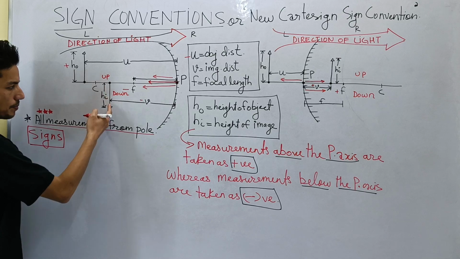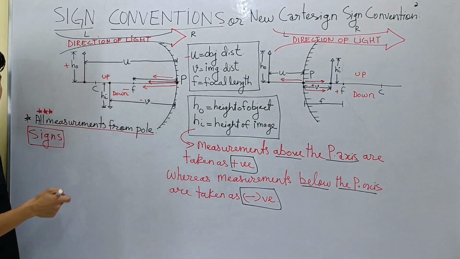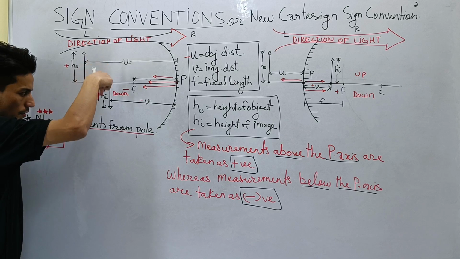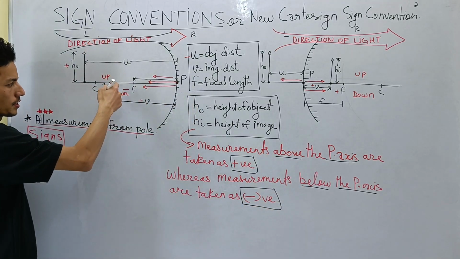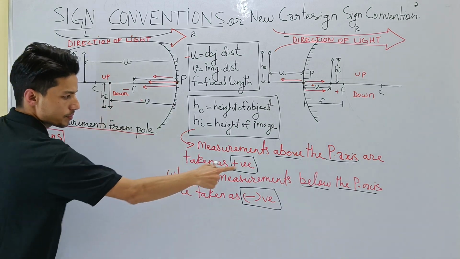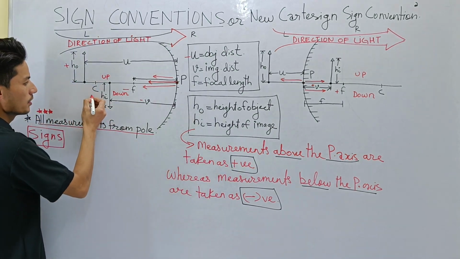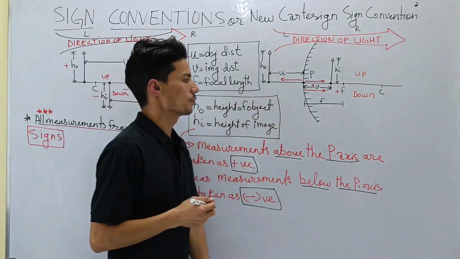What about the image here? The image is below the principal axis. This is the principal axis, and the image is below it. Measurements taken below the principal axis are negative. So HI will be negative here. Follow?